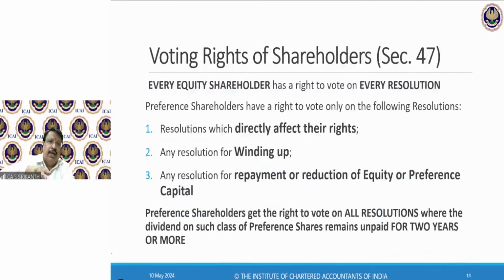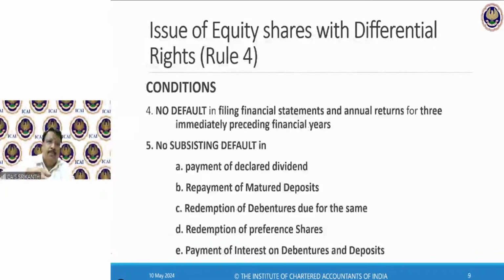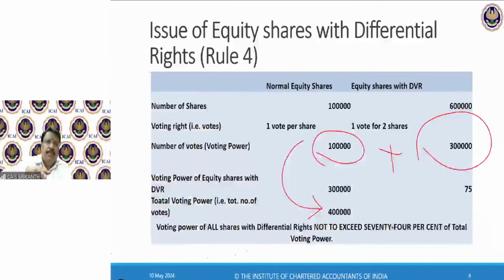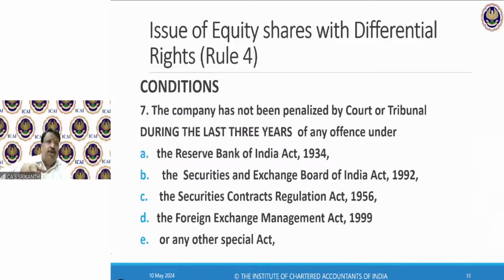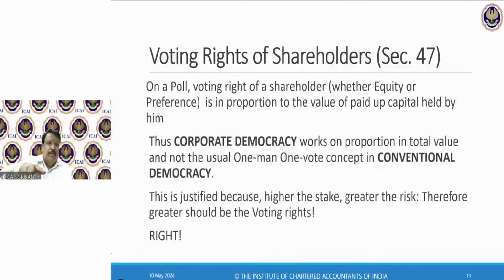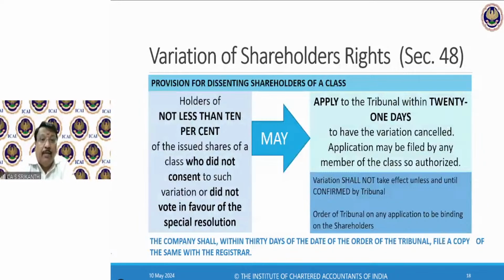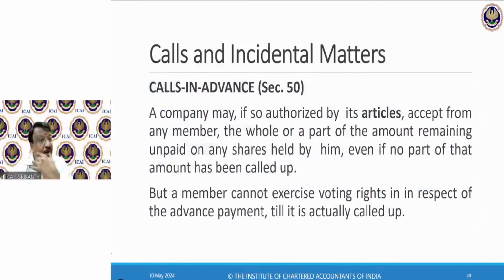See, voting rights, if you go, you will see it again. The voting right will be in proportion to the value paid up. So what is the value paid up? On that amount only you can get. Because you paid calls in advance, it cannot be treated as paid up capital. When will it become paid up capital? Only when I have credited share capital. Here I have not credited share capital. I only credited calls in advance, which is a liability.